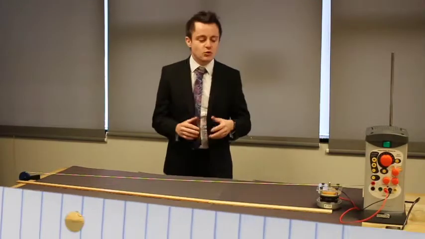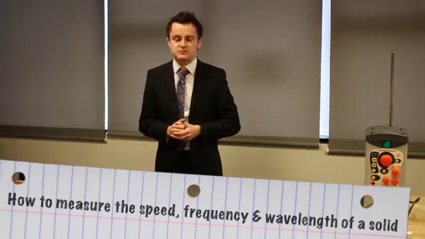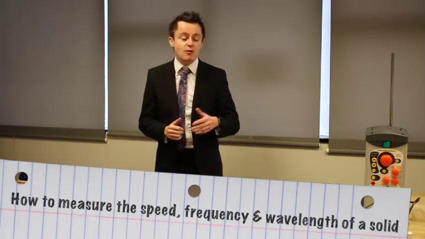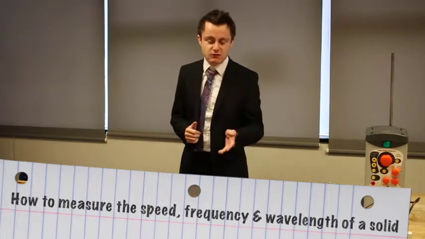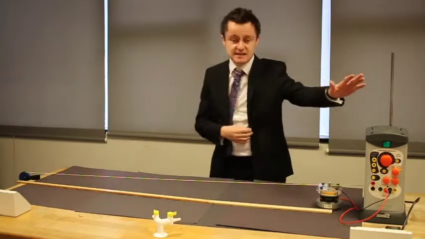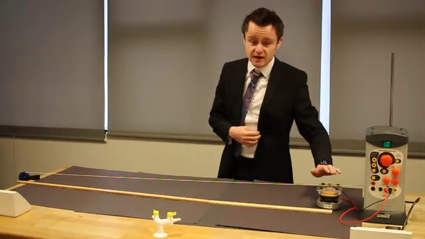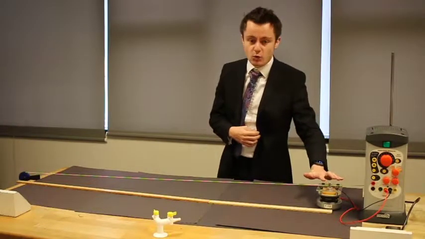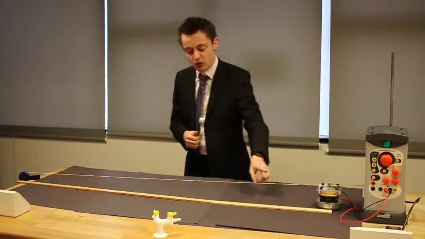Welcome to today's lesson where we are going to be doing one of the required practicals for GCSE physics, and we're today going to be measuring the speed of a wave on a string. Now to do that, we've connected here a signal generator to a vibration generator which will make a transverse wave travel along this string.